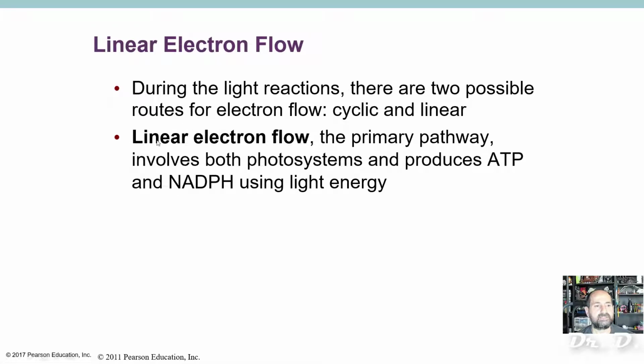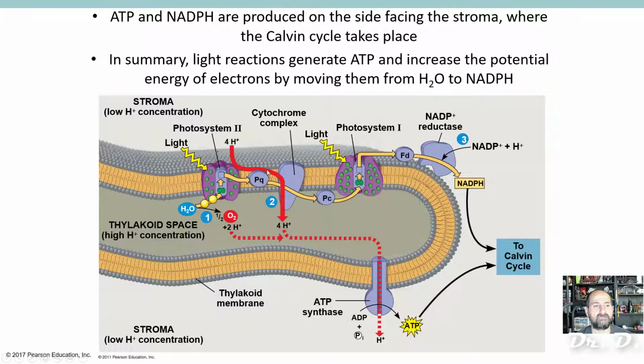And again, what I just explained was linear electron flow during the light reactions of photosynthesis. What does that mean? Linear means the electrons started on water and they make their way in a linear fashion to NADP plus to form NADPH. So those electrons on NADPH started on water, and they made their way there in a linear fashion through this process.